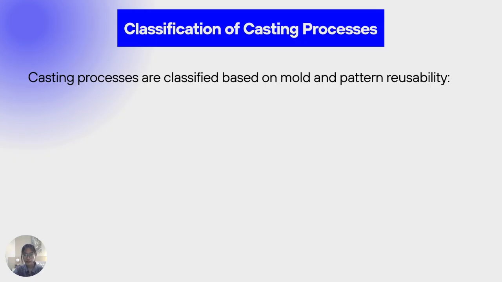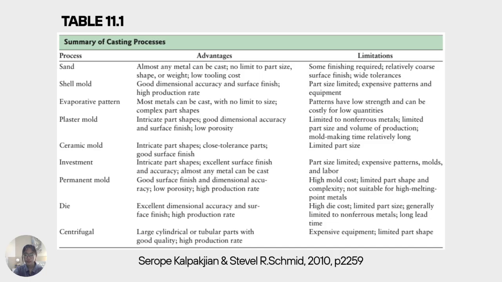Here I have made a table of the classifications of the casting processes. Casting processes are classified based on mold and pattern reusability. So for the mold expendable, its pattern is permanent, and an example of the process is sand casting. Another example of expendable mold, where the pattern is also expendable, is investment casting. And for the mold permanent, where the pattern will also be permanent, an example of the process that uses that is die casting. Table 11.1 shows the summary of casting processes.